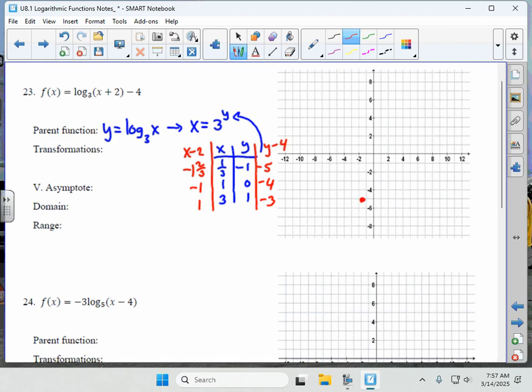Put us right about there. Negative 1, negative 4. So left 1, and then down 4. And then 1, negative 3. So right 1, down 3.